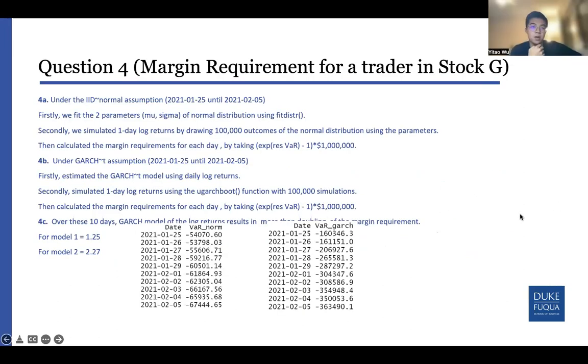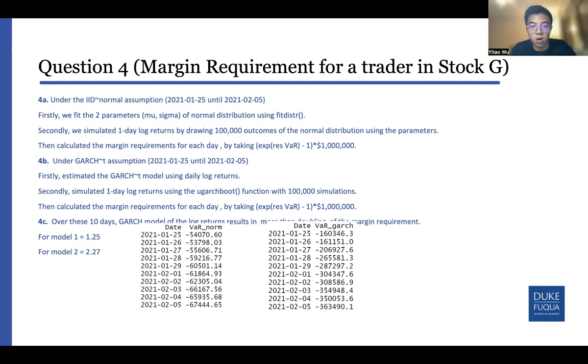For this part, we simulate the price to get the margin requirement for a trader, and the margin requirement equals e to the power of the VaR minus 1, multiplied by the value. First we fit the two parameters using the normal distribution by making a rolling fit for each day. Secondly, we simulated the 1-day log return by drawing 100,000 outcomes of the normal distribution.